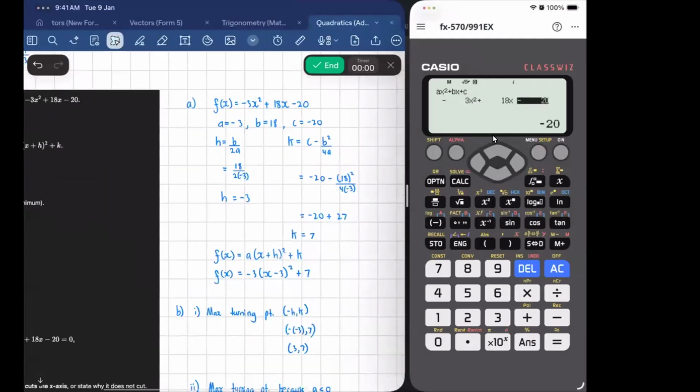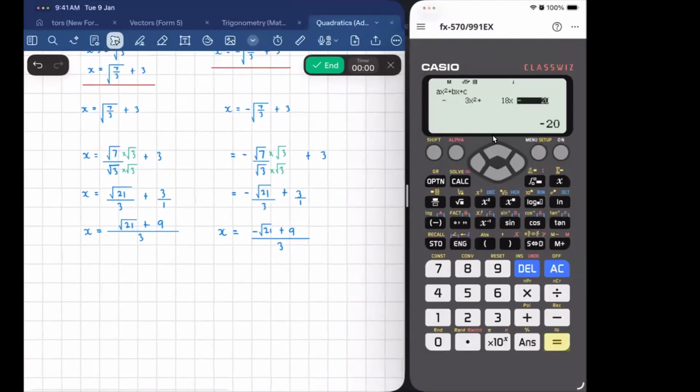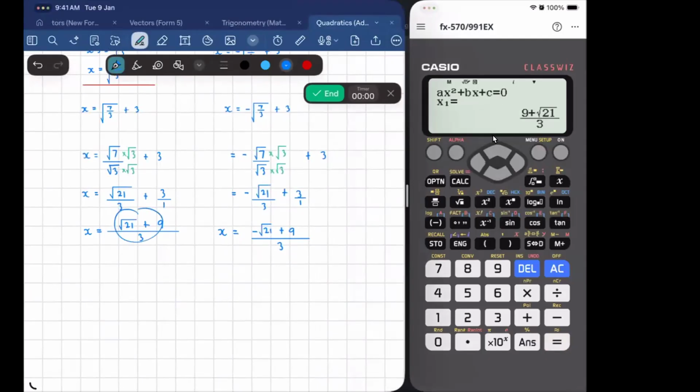79. Hold on, sir. So Caleb, you see it's the exact same thing, right? If I just switch this around, it'll be 9 plus root 21 over 3. It's the same thing, you see? Yes, sir. That's right, yeah.